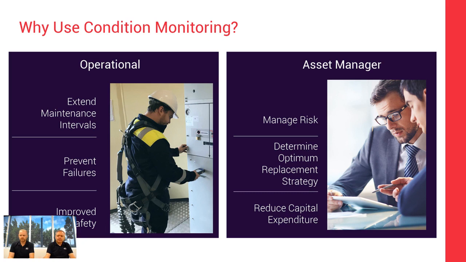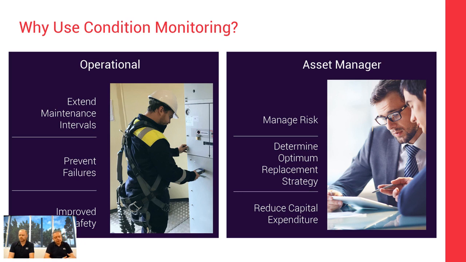From an asset management point of view, we're looking at management of risk. So we want to de-risk, we want to prevent failures, reduce the probability of failure, and keep the network working in the most efficient and optimum way that we can. Sometimes we want to extend the life of assets, reduce the capital expenditure, and we can do that by de-risking it, by reducing, again, the probability of failure using condition monitoring.